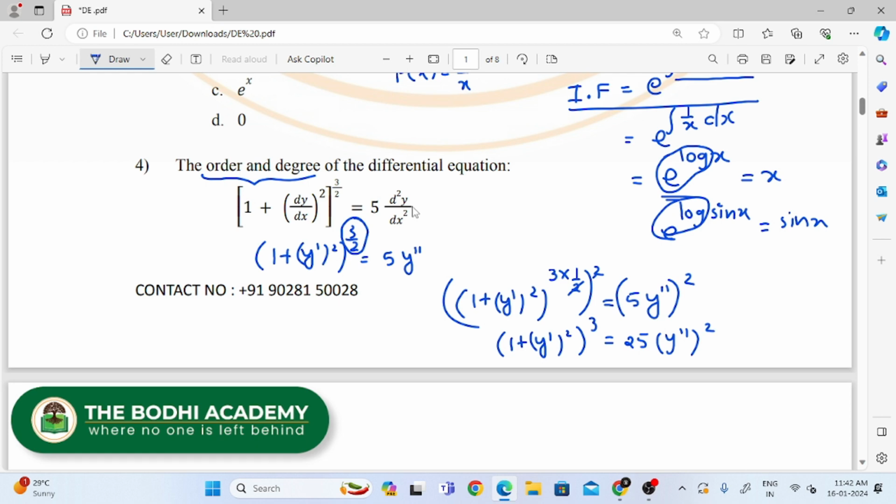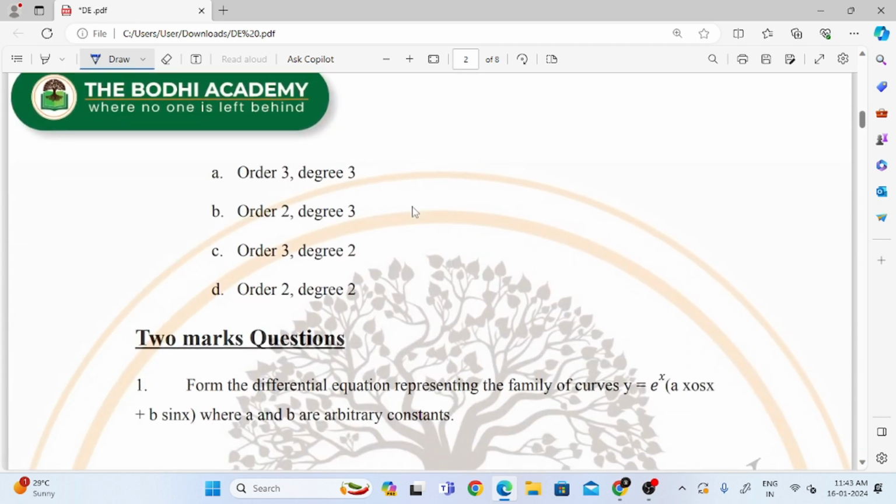Now we can find the degree and order. What is the highest derivative present in this equation? The highest derivative is y double dash, that means order is 2. What is the power of that? 2. So degree is also 2 in this question. So order is 2 and degree is also 2 for this differential equation. Come to the next question. For this question the option number D is correct.